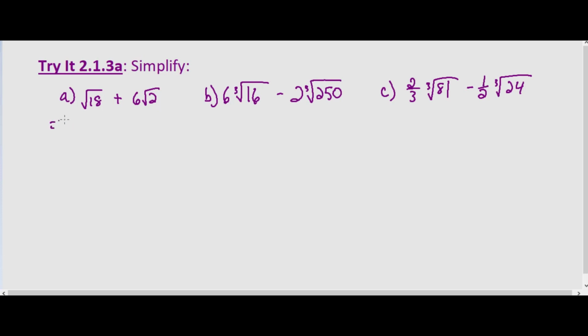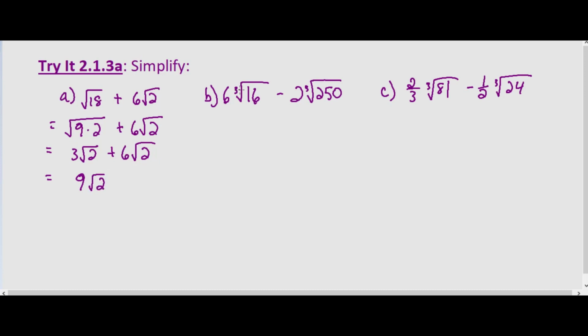That is equal to the square root of 9 times 2, which equals 3 times the square root of 2 plus 6 times the square root of 2. Now we have like radicals. We can add the coefficients, which gives us 9 times the square root of 2.